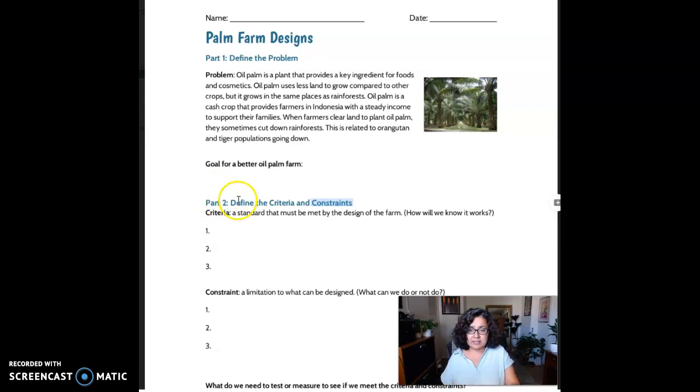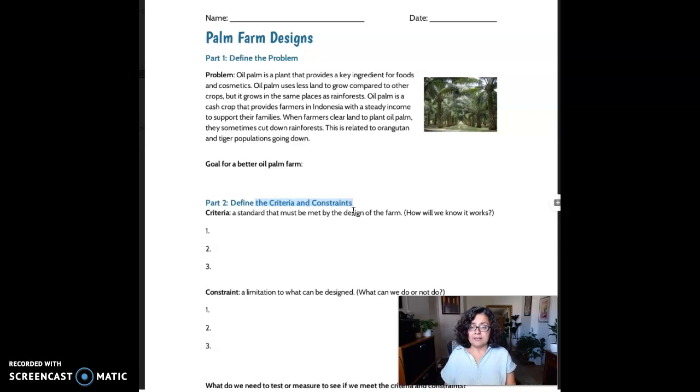And part 2 says define the criteria and constraints. You need to understand what those two words mean. Criteria, okay, it's a standard that must be met by the design of the farm. How will we know it works? Okay, that's a fancy sentence for saying your criteria is basically what you want to do. What are some things you want to do is your criteria. What do you want to do to get to your final goal?